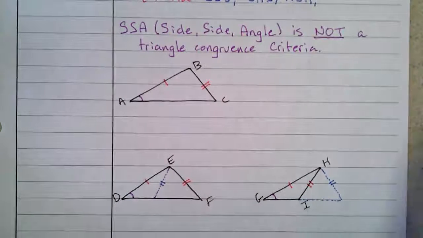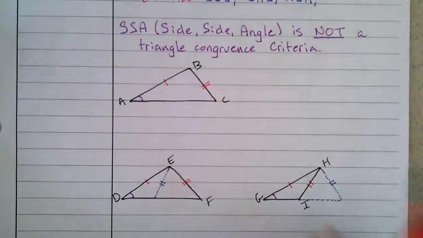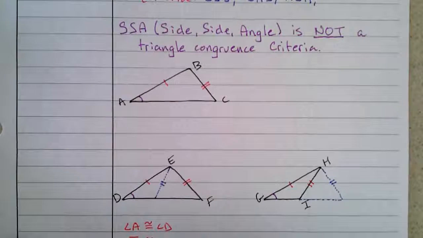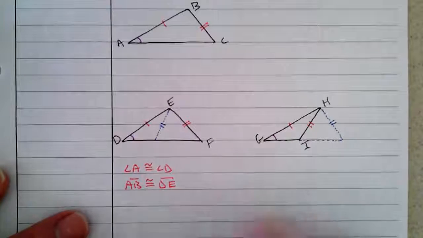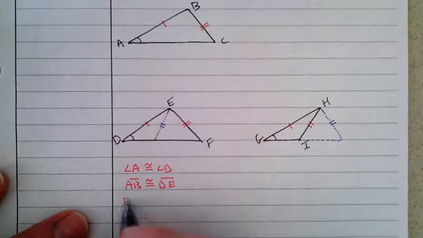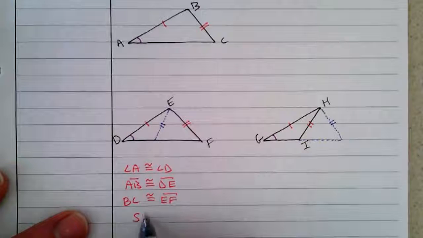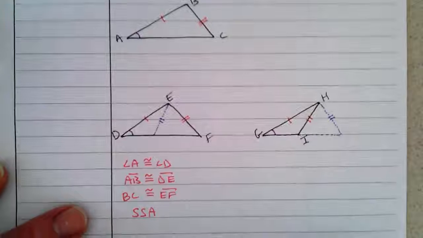And for both of these, we would say that angle A is congruent to angle D. We'd say that side AB is congruent to side DE, and that side BC is congruent to side EF. So we have two sides and a not included angle.